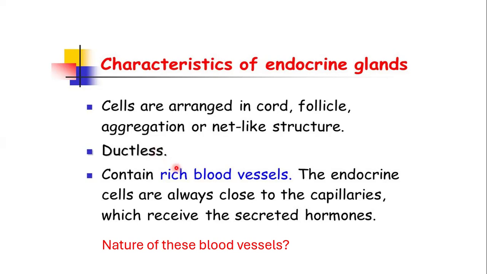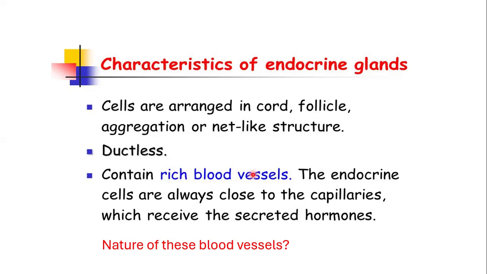So they have rich blood vessels, and these blood vessels, especially the capillaries, are fenestrated. They are either sinusoids or fenestrated capillaries. The function of these fenestrations is to allow the hormones to move from the gland itself into the bloodstream. We want that to happen because that's how hormones reach the target organ. They use the circulatory system to travel to the target organ. So the capillaries within the gland must be fenestrated to allow that free movement of the hormones from the gland into the circulatory system.